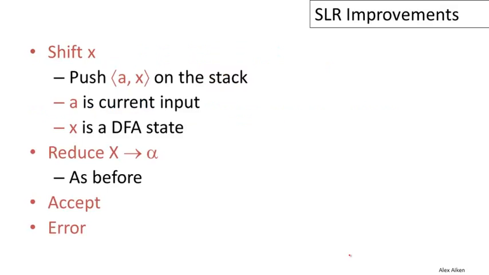Our SLR parsing algorithm will have four possible moves. A shift X move will push a pair on the stack. X is a DFA state, so that's named in the shift move now. The other element of the pair is the current input. Then we'll also have reduce moves, which are just as before. To recall, a reduce move will pop a number of elements from the stack equal to the length of the right-hand side, and then it will push the left-hand side onto the stack. And then finally, accept and error moves for when we've successfully parsed the input and for when the parser gets stuck.